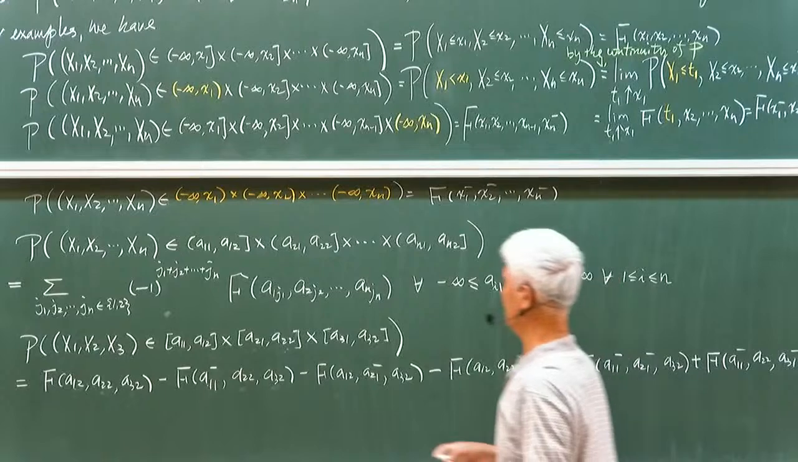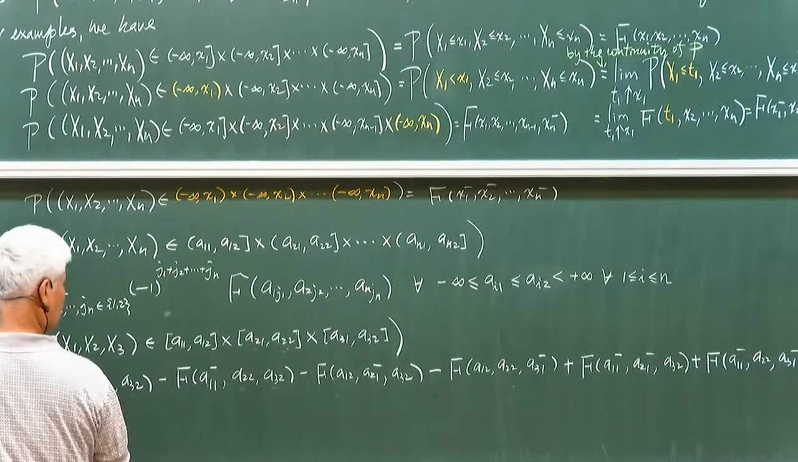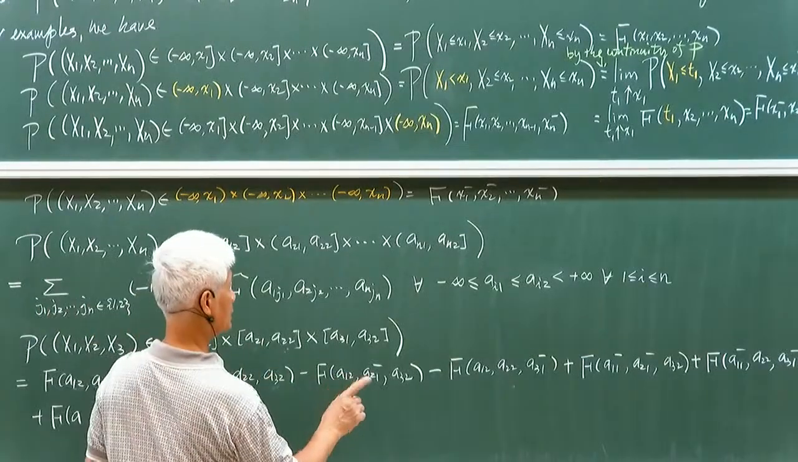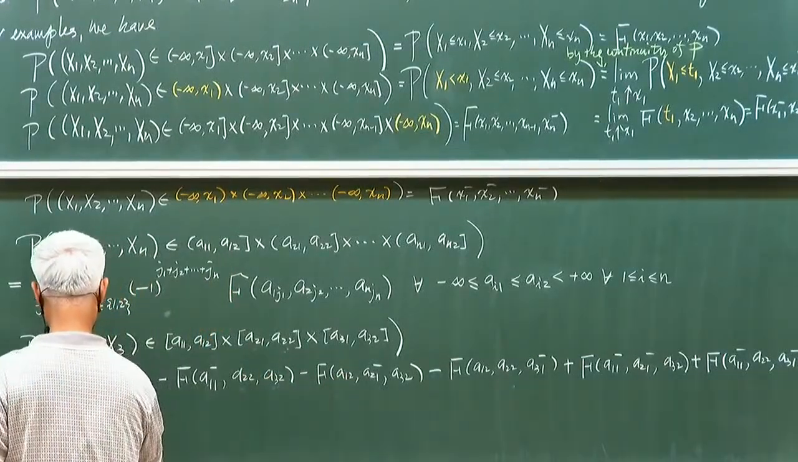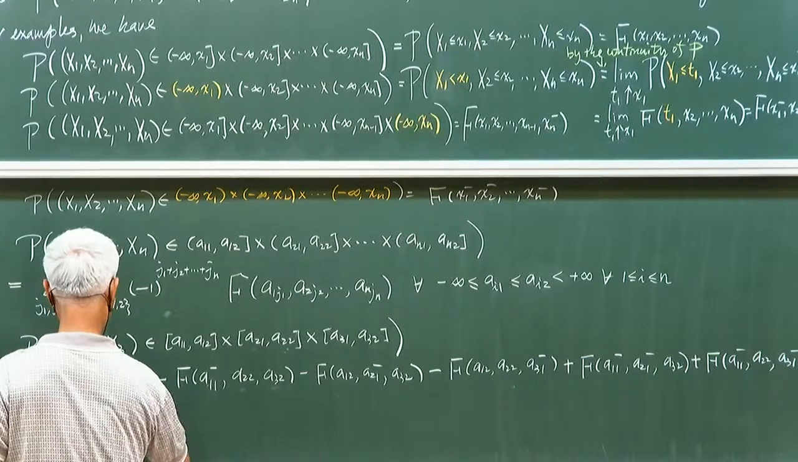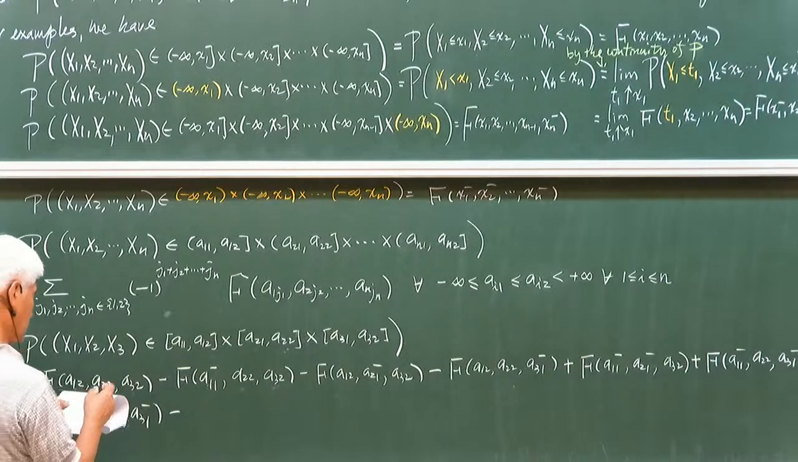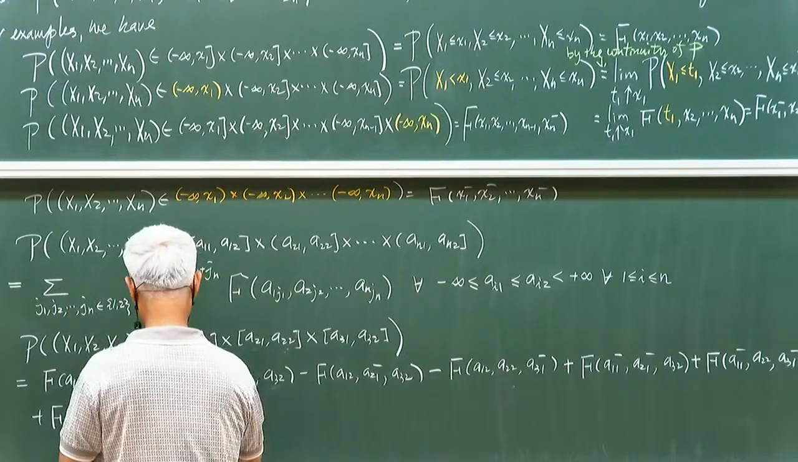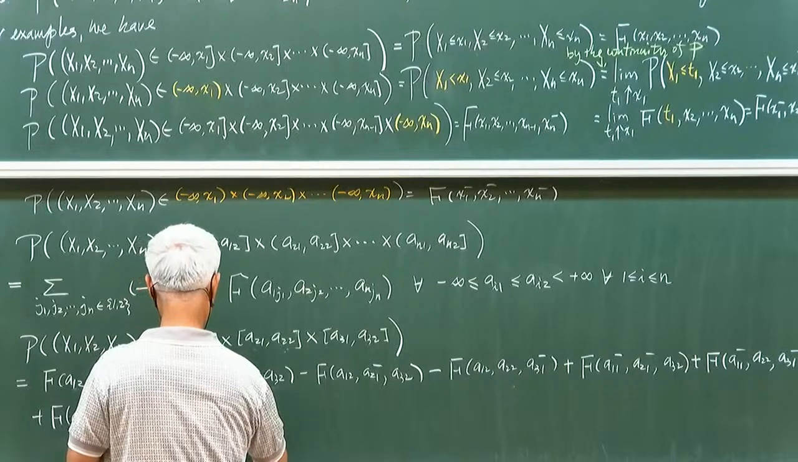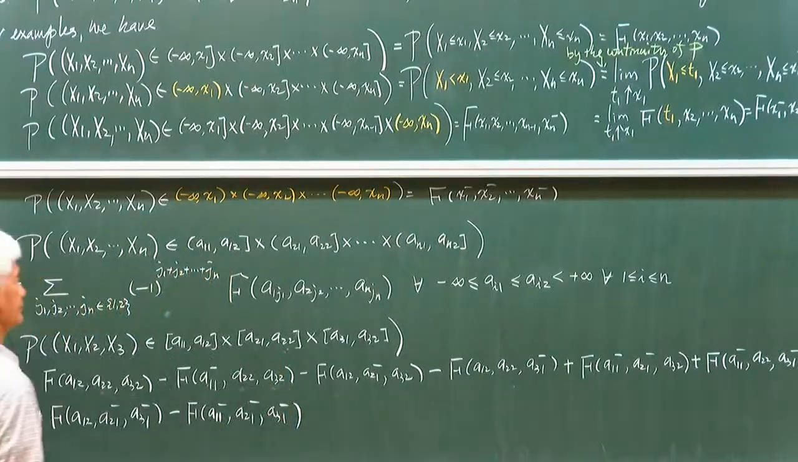minus, plus f of A12, A21 minus and A31 minus. All right, and then we added too much, so we subtract f at the left end. Okay.